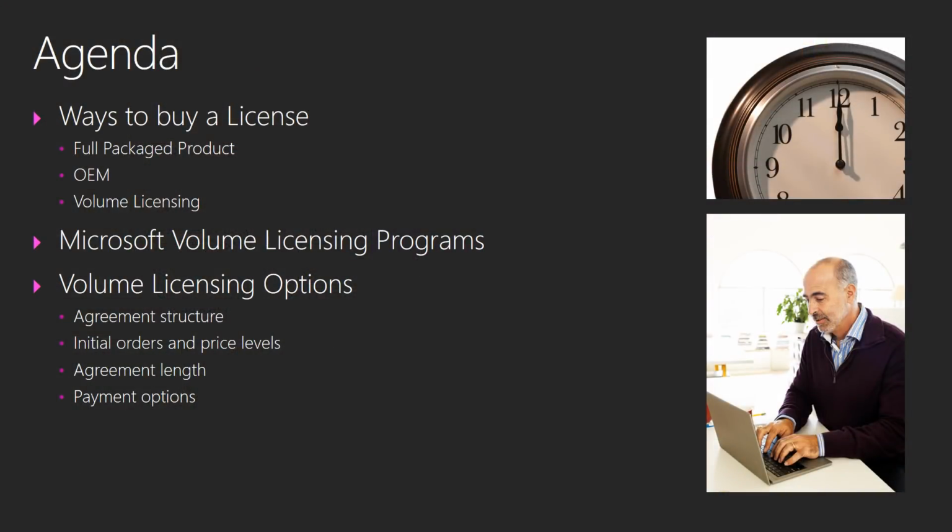This is what we'll be covering in this training session. We'll start off by looking at the different ways to buy a license, and then we'll drill down into more detail on volume licensing. I'll take you through the top level differences between Microsoft's different volume licensing programs available, and then we'll look at some other options which you'll come across when you learn more about the individual programs themselves.